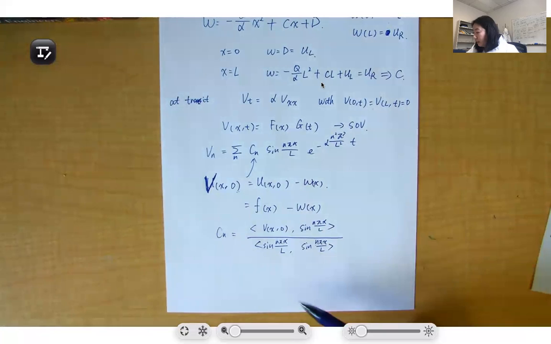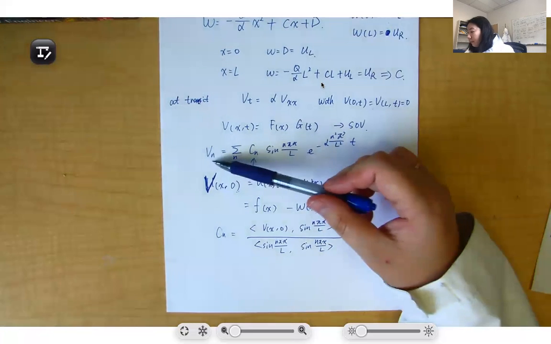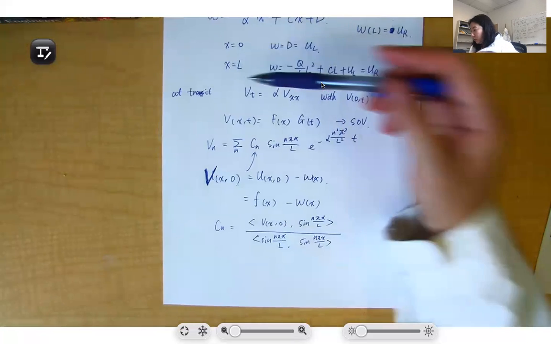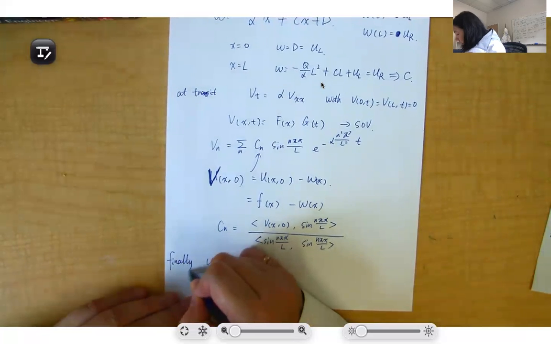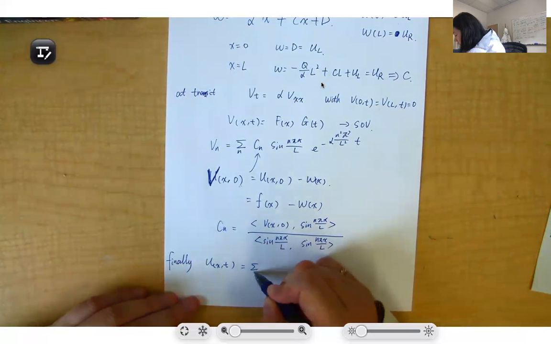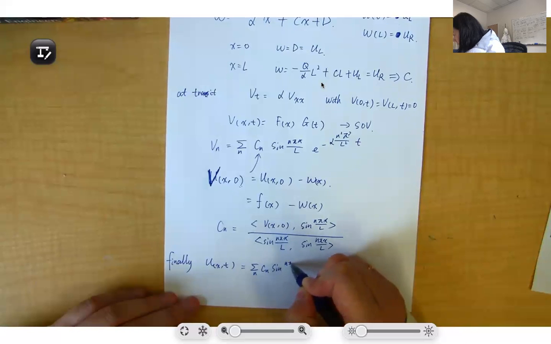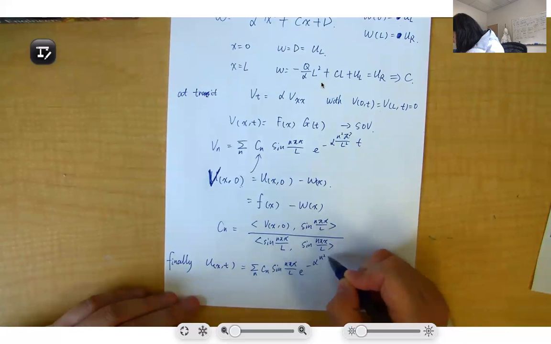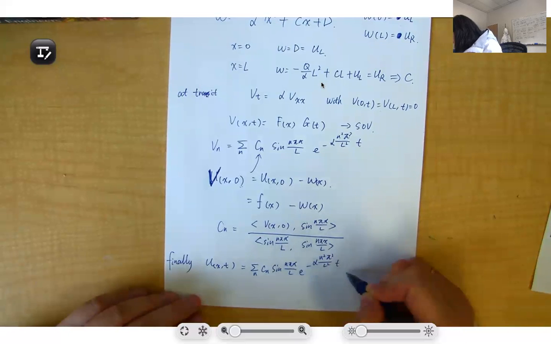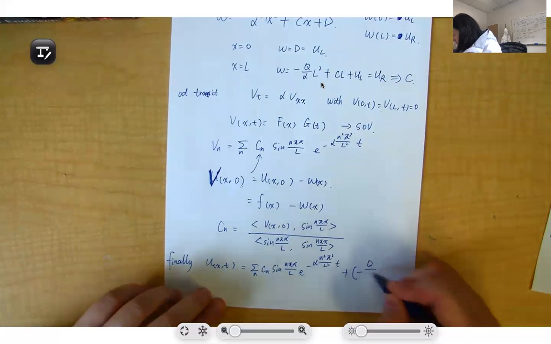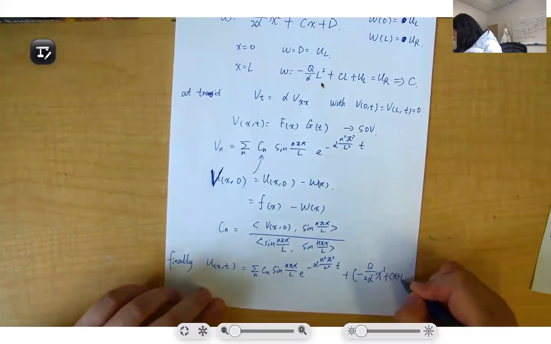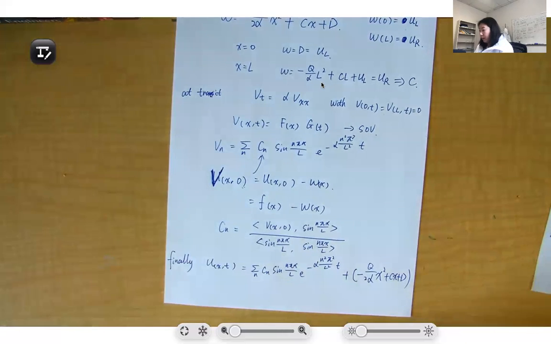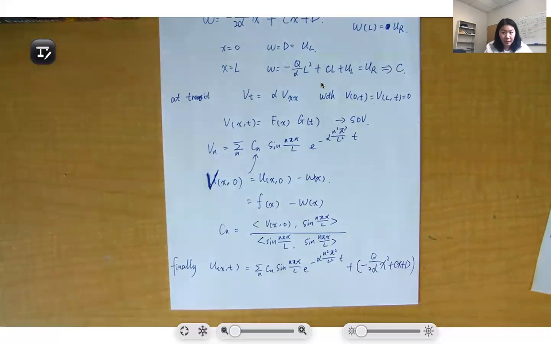Okay, then finally, you know the C_n, you know the v_n, you know the w, you know what is u(x,t). Finally, u(x,t) will be the sum of C_n sine(n pi x over L) e to the minus alpha n squared pi squared over L squared t, plus minus Q over 2 alpha x squared plus Cx plus D. So that is your final solution of the non-homogeneous PDE with non-homogeneous boundary conditions.